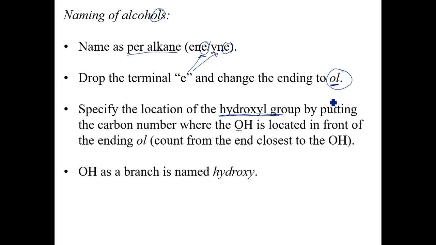And again, as with other branches, you count from the end that is closest to the OH, change it into the OL, and again, this is going to be taking priority over other branches that you do have. Sometimes you might see the OH as a branch, and if you do see this hydroxy, that's just indicating that it is a branch on some other compound that takes priority over the alcohol, which might be like some of the ones that we'll see later, like carboxylic acids.